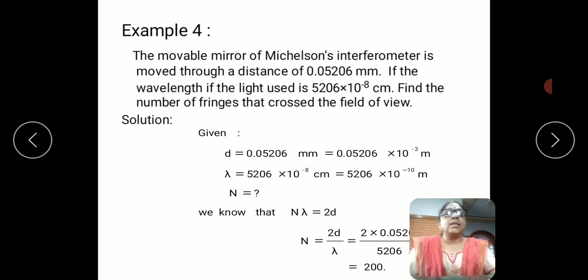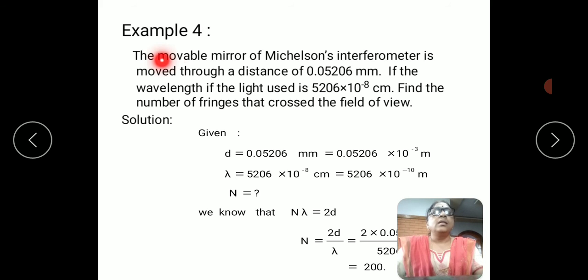And let us see another example. The movable mirror of a Michelson's interferometer is moved through a distance of 0.05206 millimeter. If the wavelength of the light used is 5206 into 10 raised to minus 8 meter, find the number of fringes that crossed the field of view.